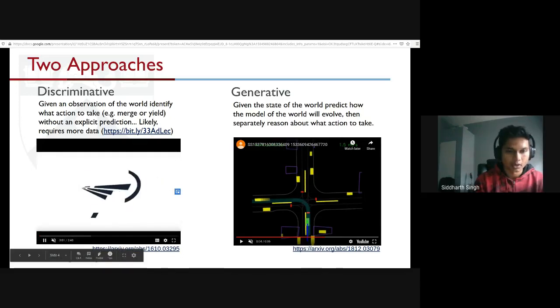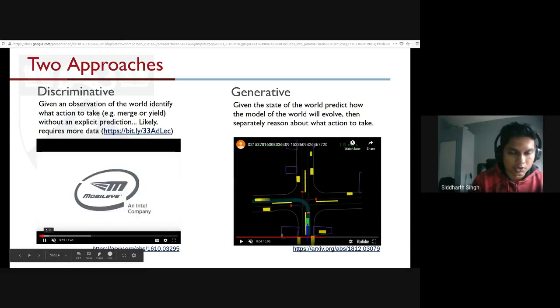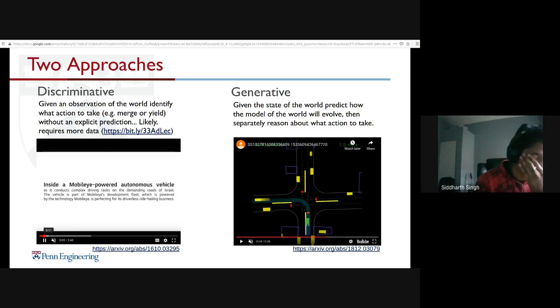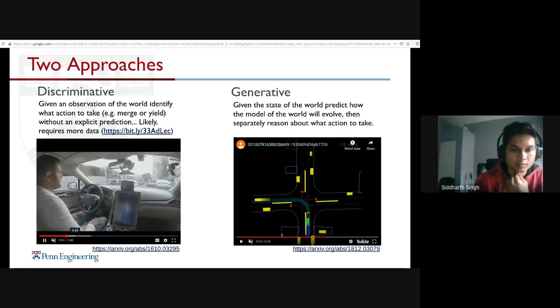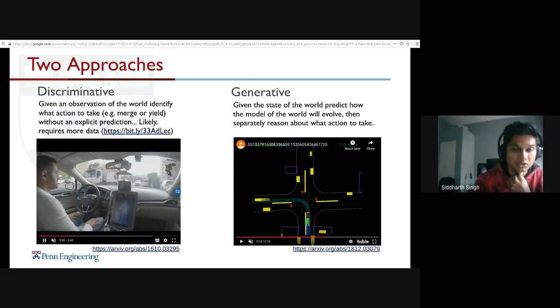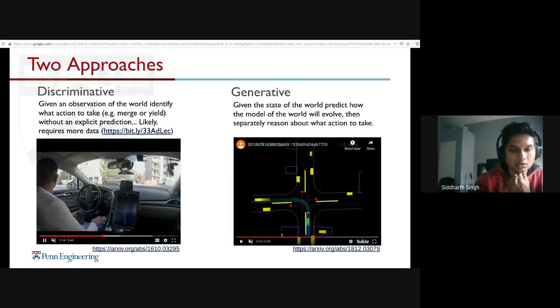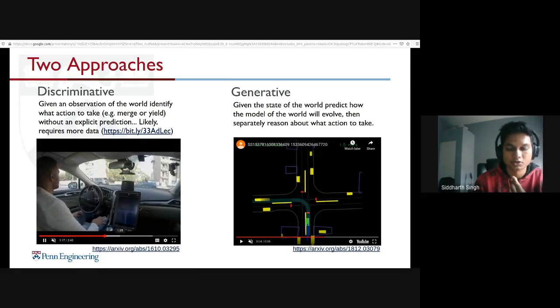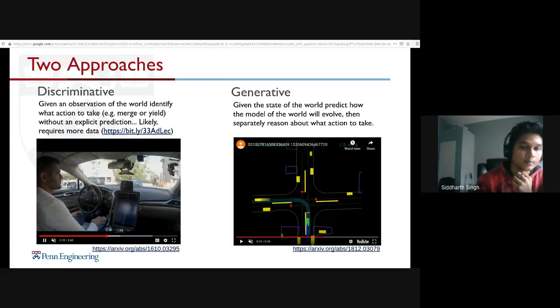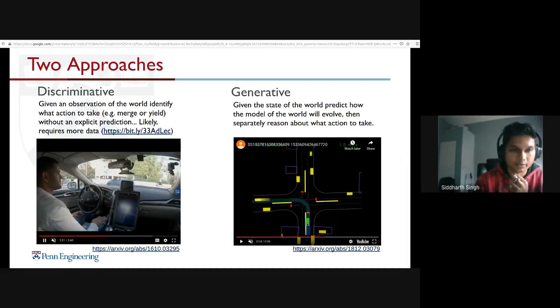Right. So this is a quick video in which they show Mobileye, which is Intel's autonomous driving branch. They are working on software solutions for driverless vehicles, and they perform predictions based on objects, not recreating the scenes. So they see something, and this does not have a lot of information of what is going on under the hood. But yeah, that's the discriminative approach.